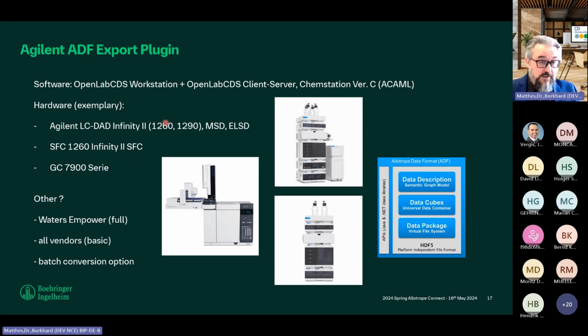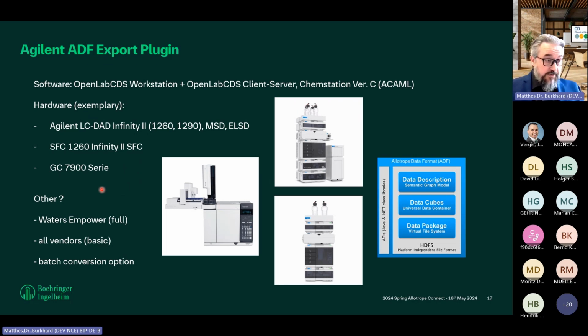Exemplary hardware, that's basically the hardware that this plugin has been tested on in our laboratory. That's hardware we actually have in our laboratory: the Infinity 1260 and 1290 LC systems, the DRD detector. We have a single quad mass spectrometer detector and an evaporative light scattering detector. We have the SFC system over here, the supercritical fluid chromatography system, and the GCs from the 7900 series with this rotary injector over here. I'm pretty sure that Agilent in the meantime extended the support for other hardware platforms and other modules. So you can most probably use that export plugin on different kinds of systems today.